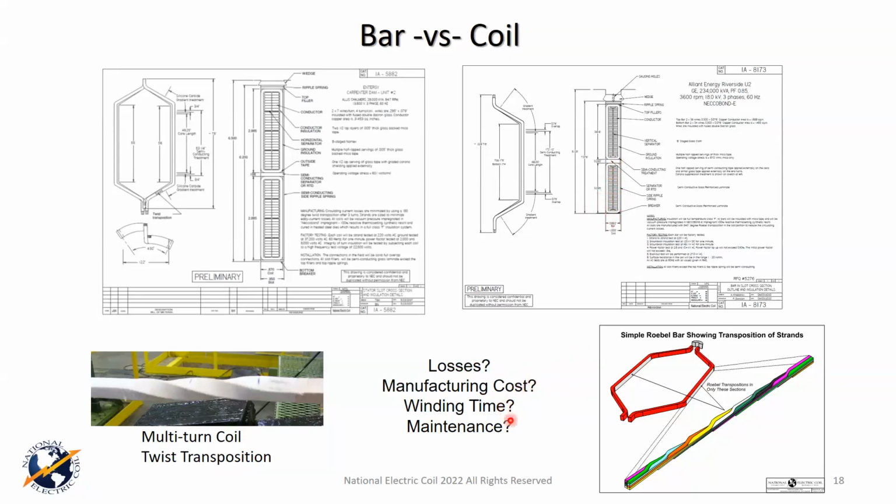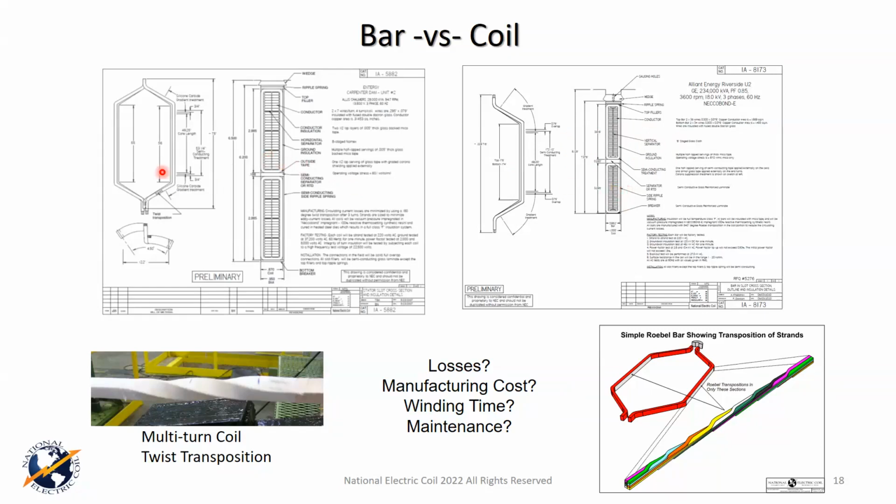Now I have losses, manufacturing cost, winding time, and maintenance, just to help you understand some of the commercial implications. Making this coil versus making this bar, okay, if these were put in essentially an identical machine, this bar is much more expensive to manufacture. However, depending on the configuration of the machine and the output rating and so on, voltage, this bar minimizes losses much more and is much more efficient. So it provides you with a technical performance advantage in some cases.